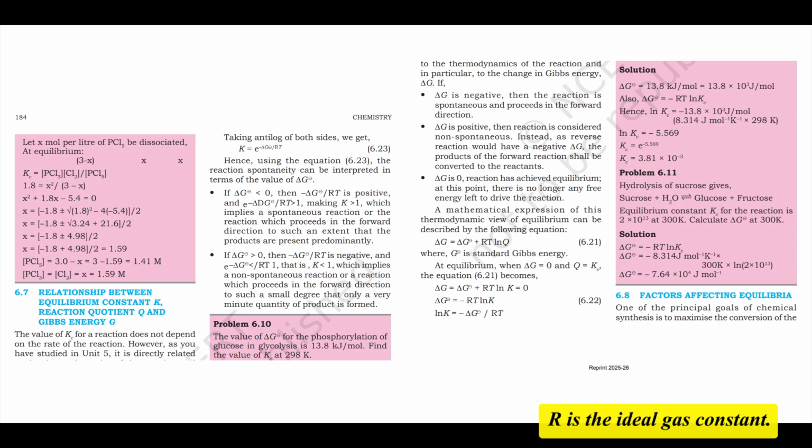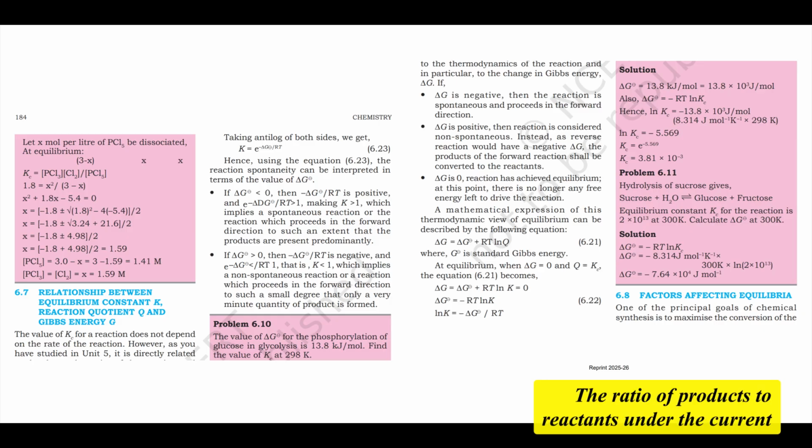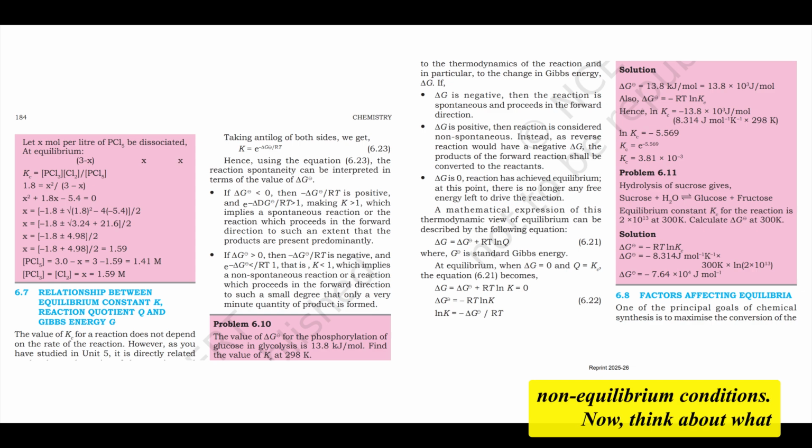R is the ideal gas constant, T is the absolute temperature in Kelvin, and Q is the reaction quotient we just discussed, the ratio of products to reactants under the current non-equilibrium conditions.